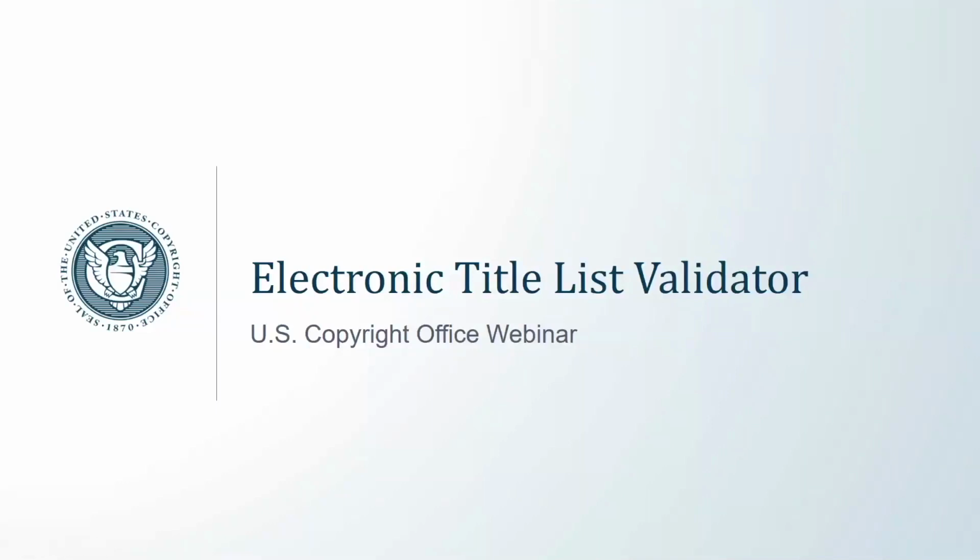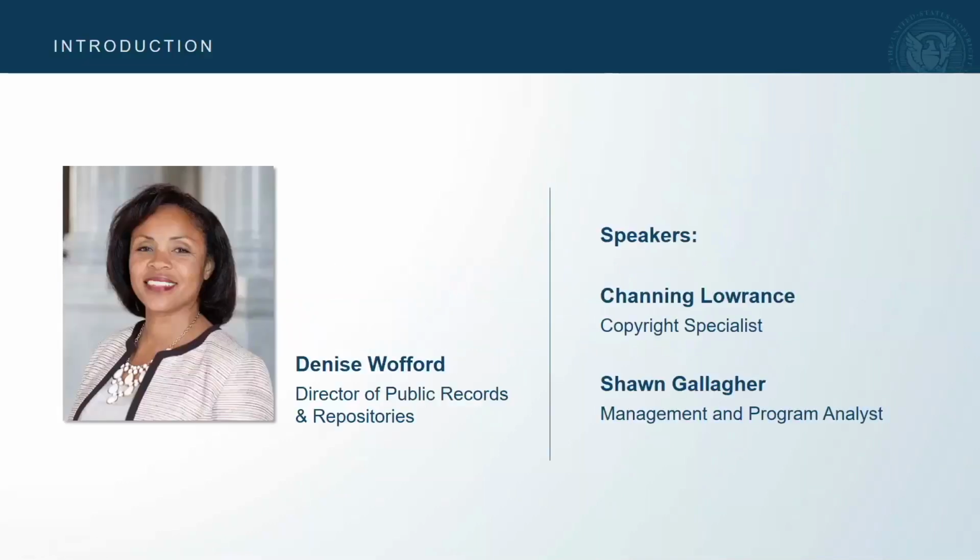Welcome to the United States Copyright Office's webinar on the Electronic Title List Validator tool. The Copyright Office currently provides electronic title lists, referred to as ETL capability, as a template in the format of a Microsoft Excel spreadsheet, which can be downloaded from the copyright.gov website. The ETL tool is used by the public to provide lists of titles electronically.